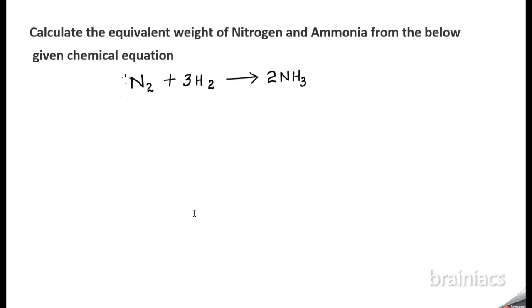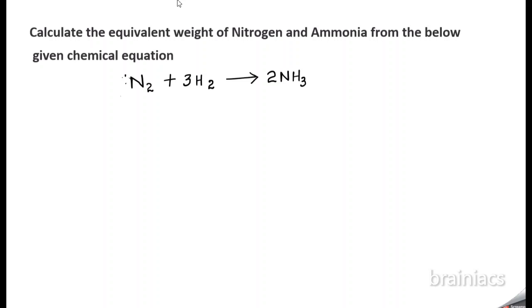Okay, so today we have a good question here. You could read the question. The question given here is: calculate the equivalent weight of nitrogen and ammonia from the below given chemical equation. Here, for the first time, we are dealing with a concept called equivalent weight. For those students who don't have much idea of equivalent weight, I will give you some intro that will help you to understand this question.